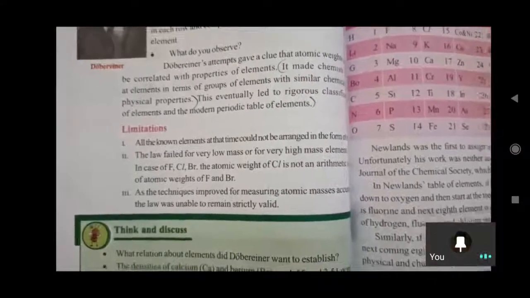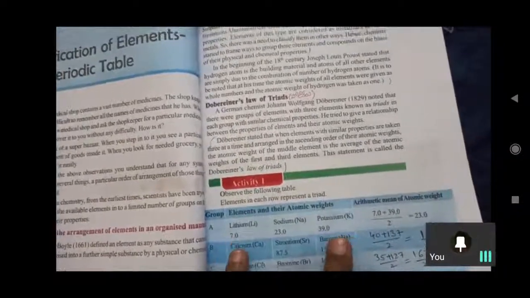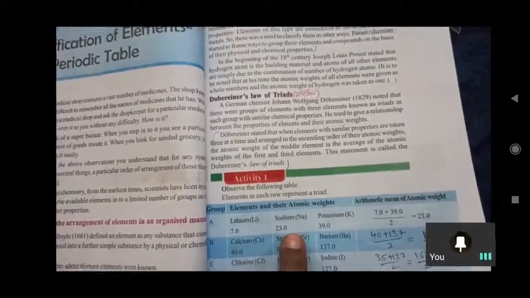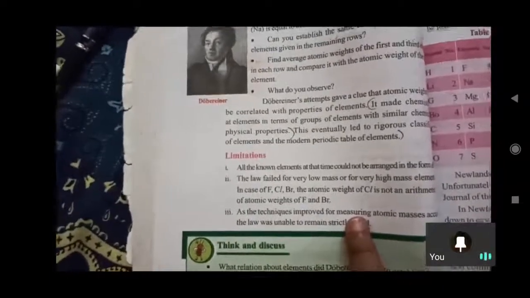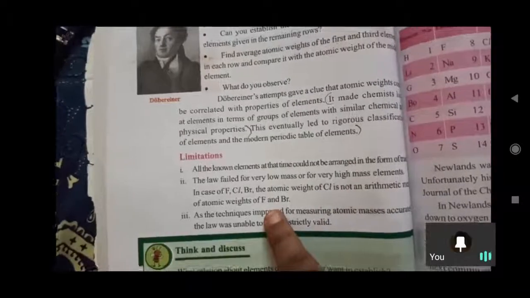the three elements we select at a time, and the arithmetic mean of the atomic weights of two elements gives the middle one. That was true only for certain elements. So this law failed for very low mass and very high mass elements. It doesn't give clarity about that. He says arithmetic mean, but the arithmetic mean is not correct every time.